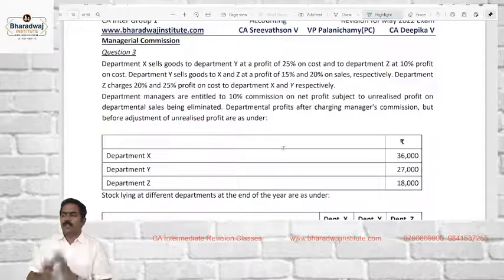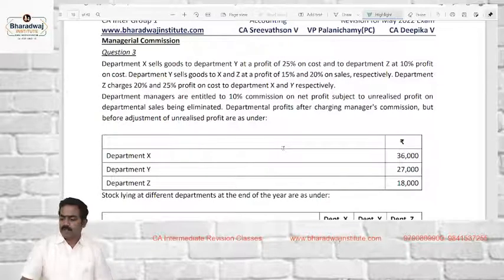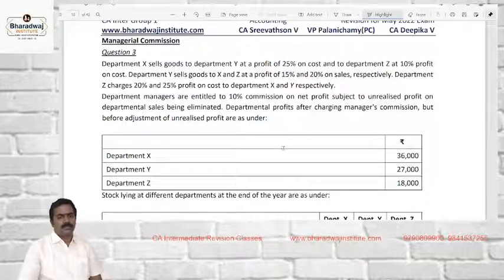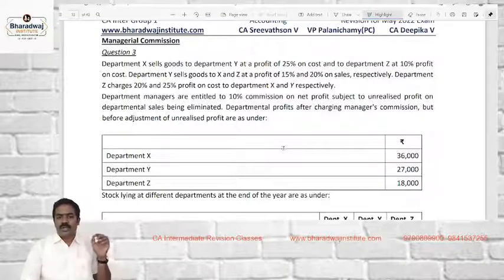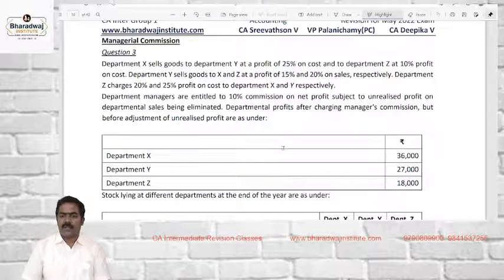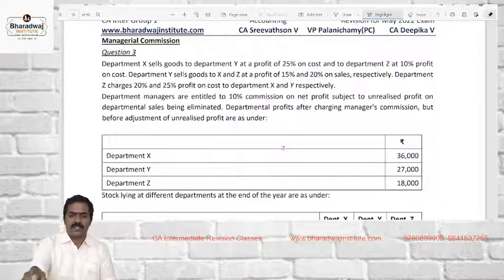Look at this. This is one of the most repeated examination questions. Department X is selling the goods to Department Y at a profit of 25% on cost. X to Y, 25% profit on cost. X to Z, how much profit on cost? 10% profit on cost. Y to X and X to Z, how much is given? 15% and 10% on sales is given.